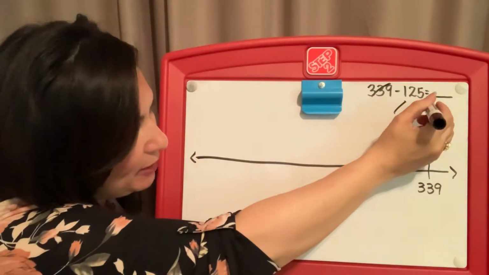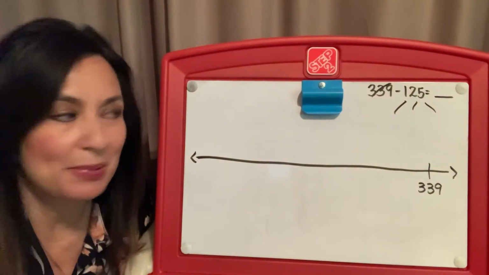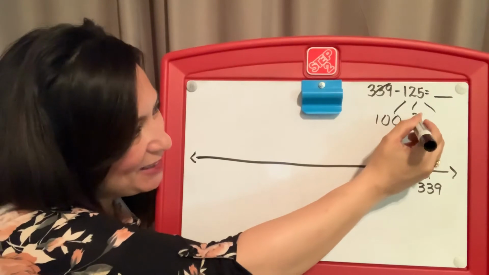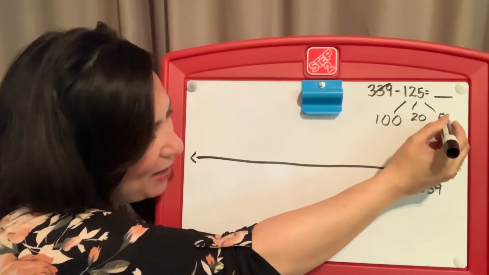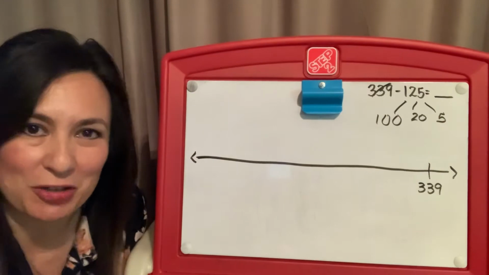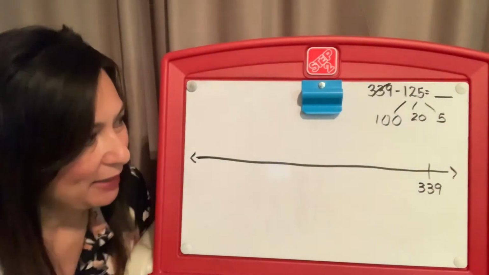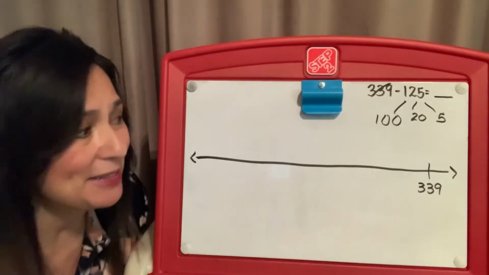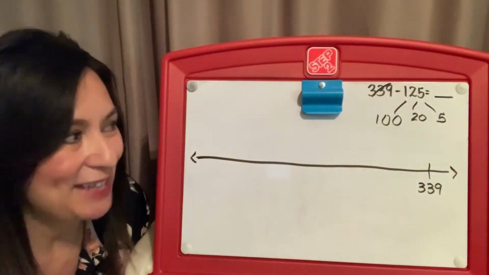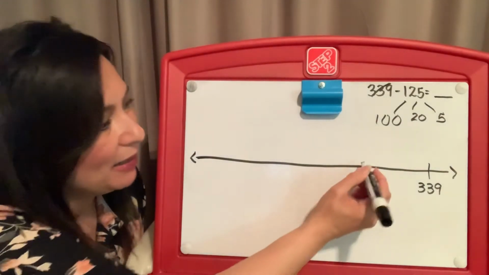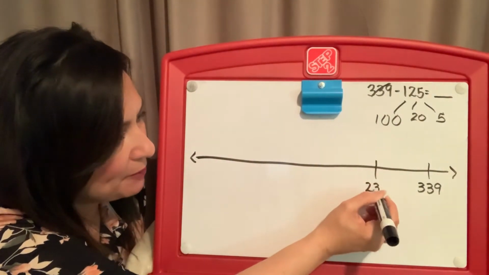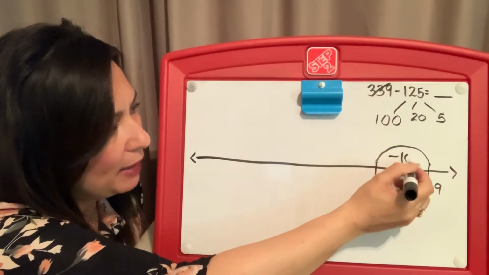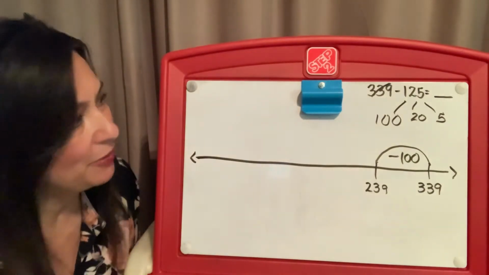And now I'm going to decompose 125 by place value. The value of 100 is 100. 2 tens is, I hope you're saying it, 20, and then 5 ones. So that's what I have to jump back. If I'm at 339 and I want to subtract 100, what's 100 less than 339? Take 100 away. Say it. 239. So I'll position 239. I'll draw my jump and label it subtract 100.